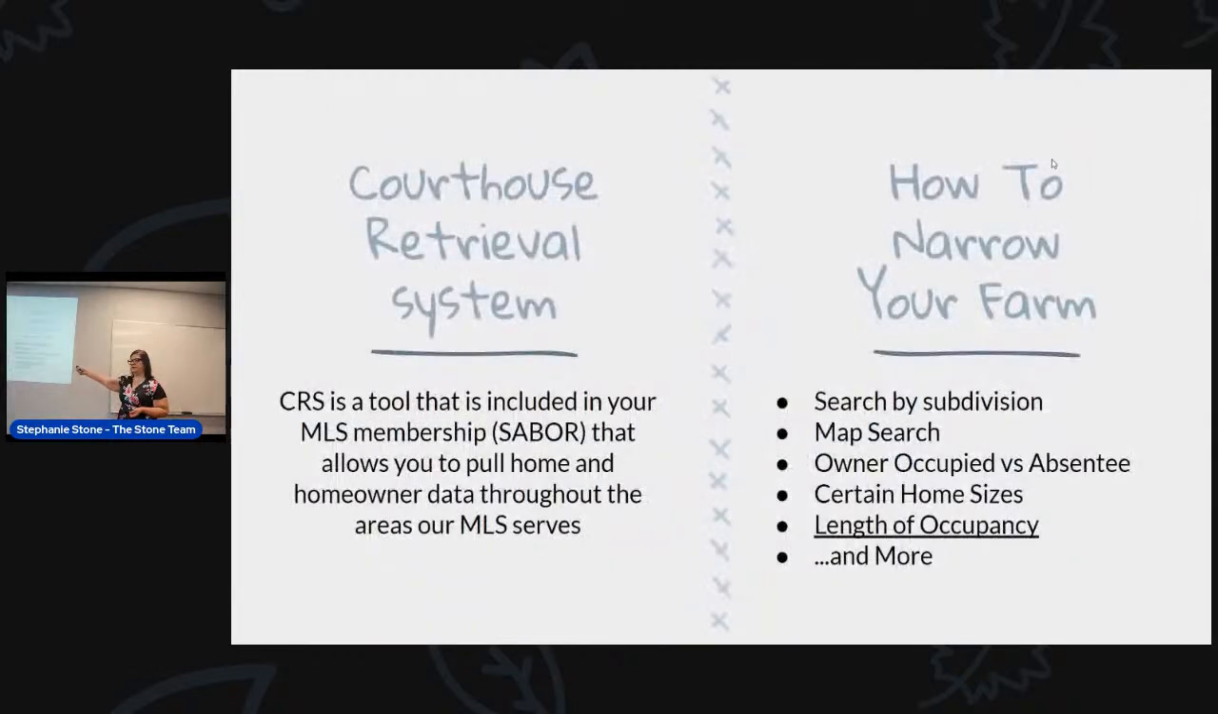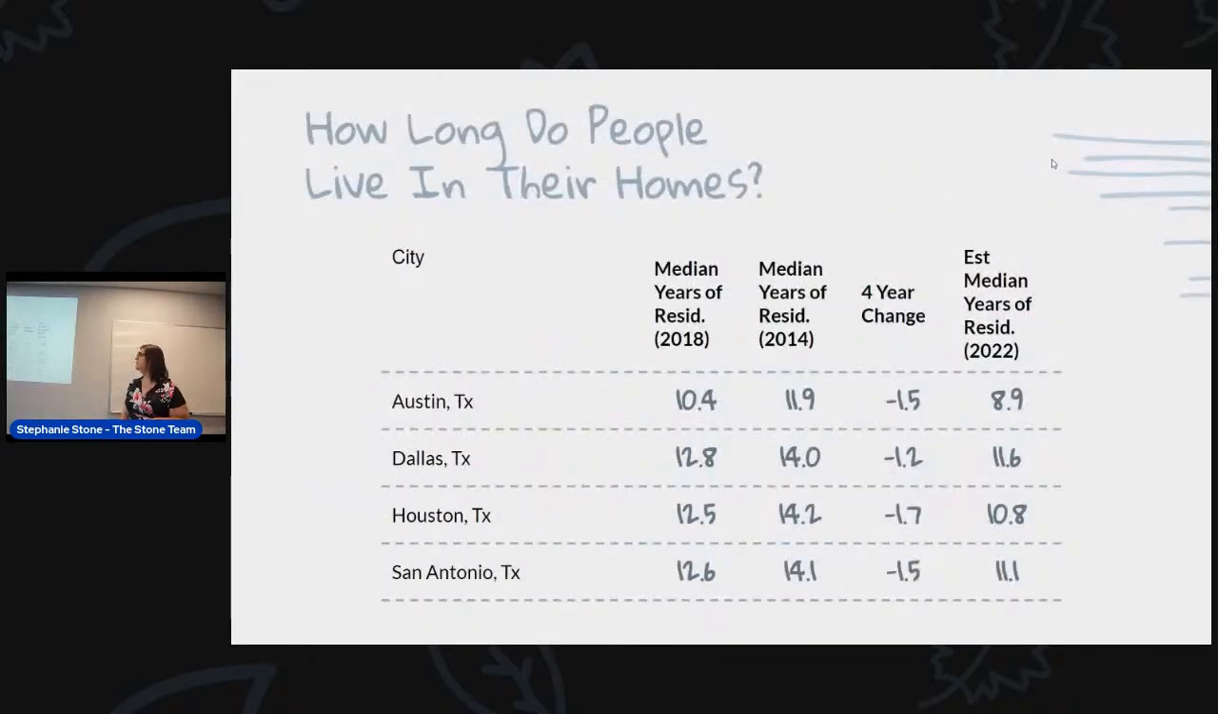I talked about length of occupancy and that it's underlined, and here's why. So I love statistics. I talk about that every class. I'm kind of a nerd that way. So I pulled a bunch of reports to see how long people live in their homes, at least for us here in the great state of Texas. I pulled the four big metro areas, pulled data for 2014, 2018, and 2020. So three data points over a 12-year period. Back in 2014 in Austin, 11.9 years, Dallas 14, Houston a little bit more than 14, and same here in San Antonio. Notice if we look at 2018, that number drops.